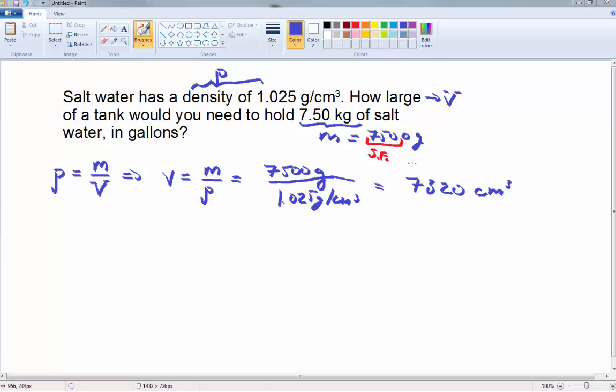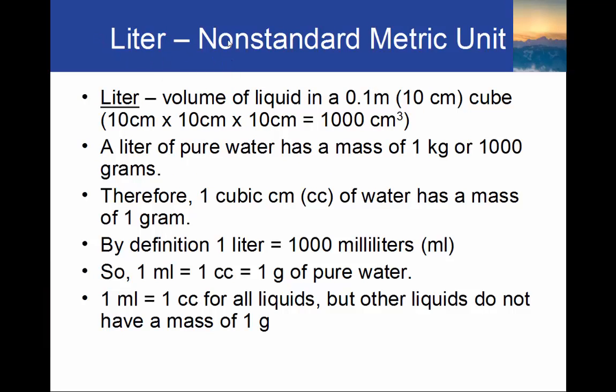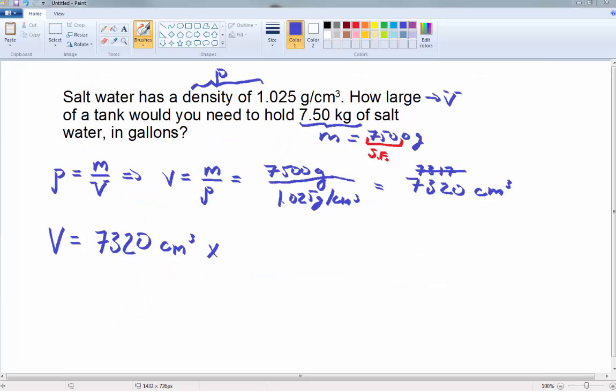All right, so I have written out the answer to the original question. Note that we had originally recorded that it was 7,317 cubic centimeters. Well, we have to round that off to three significant figures, so it becomes 7,320. But the question is, how big is this in gallons? So we've got to convert this into gallons somehow. Well, let's open up our notes. Coming to this slide on the liter, it says that a liter is 10 centimeters by 10 centimeters by 10 centimeters, or 1,000 cubic centimeters. So we can convert the cubic centimeters into liters by noting that 1 liter is equal to 1,000 cubic centimeters.